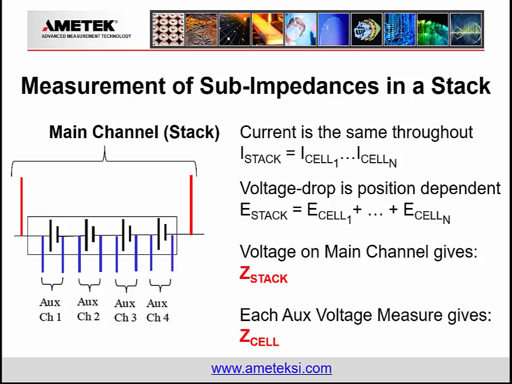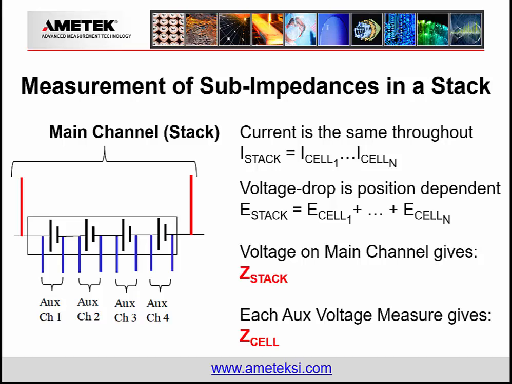So this is basically the value of the auxiliary electrometers, and I'm going to talk about basically sub-impedance. If you took the impedance of each one of these little batteries in a stack and added the impedance all together, you would get the impedance of the entire stack. So in a traditional electrochemistry experiment, if I want to get the impedance of the stack, I'm going to connect to the two ends of the stack and measure the voltage and current across the stack. And that's going to give me the impedance of the stack.